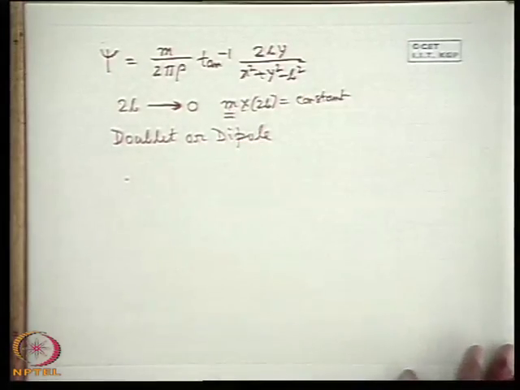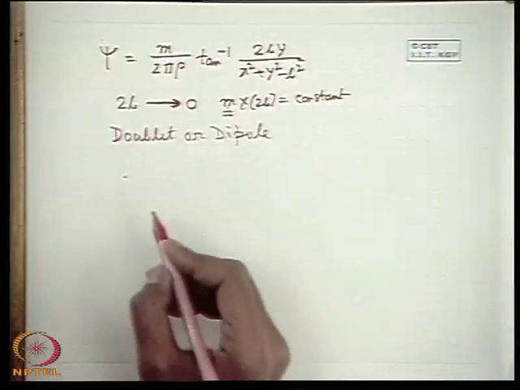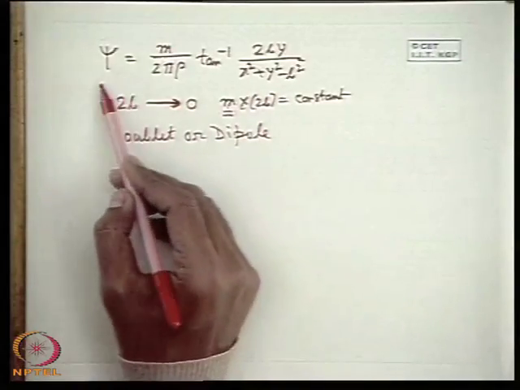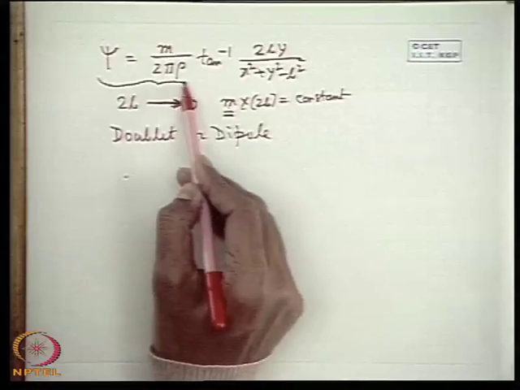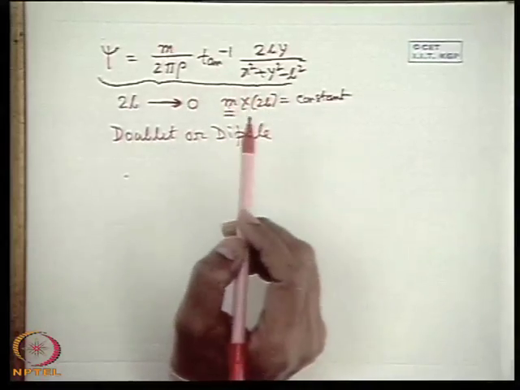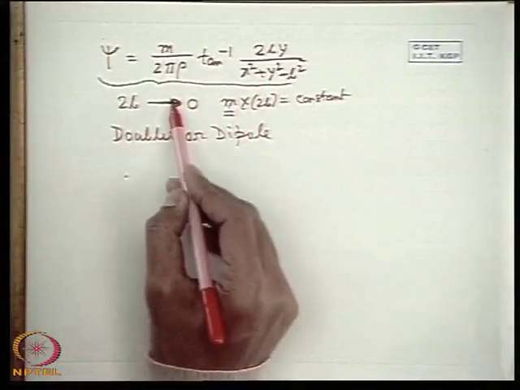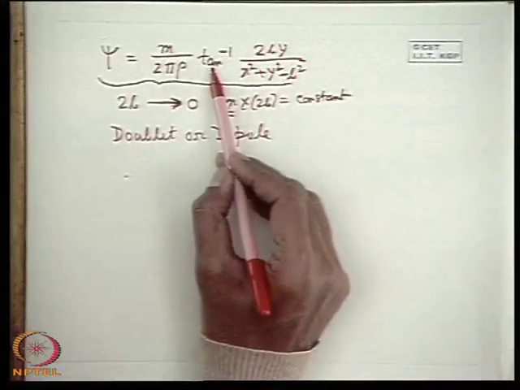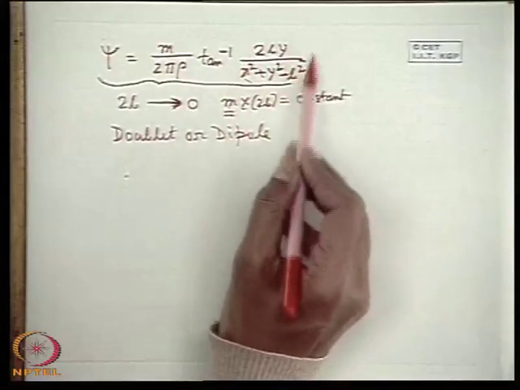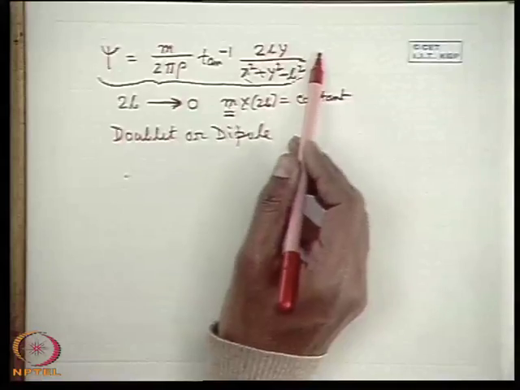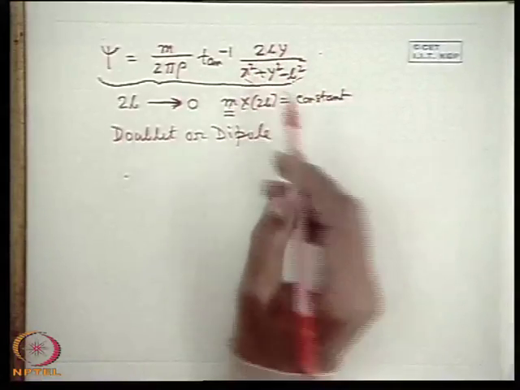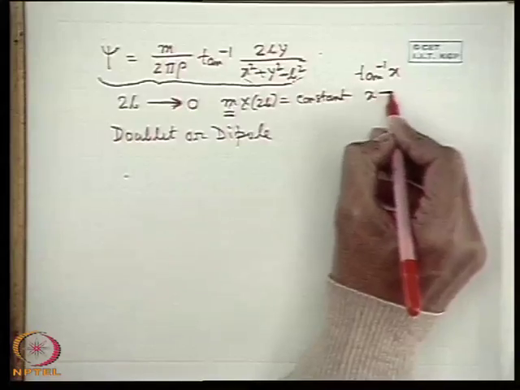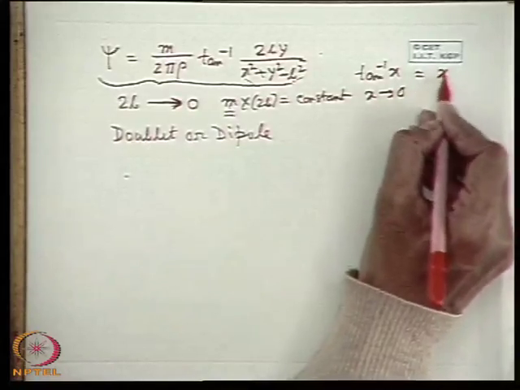The flow field which is arrived at by combining source and sink in this way is known as a dipole. So this is the combined stream function for a combination of source and sink. From here we can see that if 2b tends to 0, that means this tends to 0. So tan inverse of a quantity which is tending to 0 can be written as the quantity itself, which means that tan inverse x, at x tending to 0, is equal to x itself.